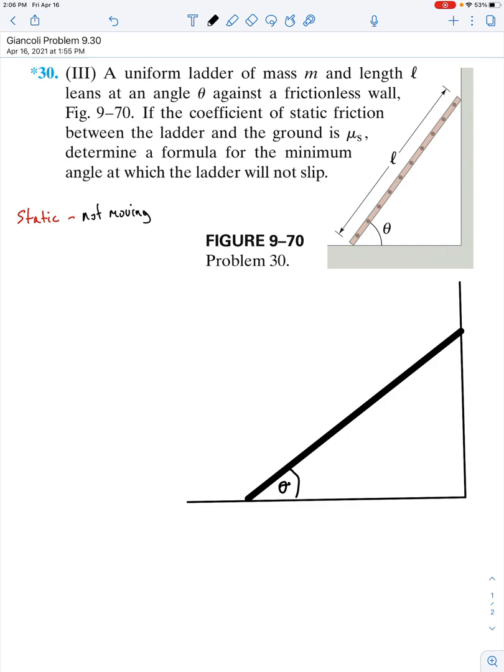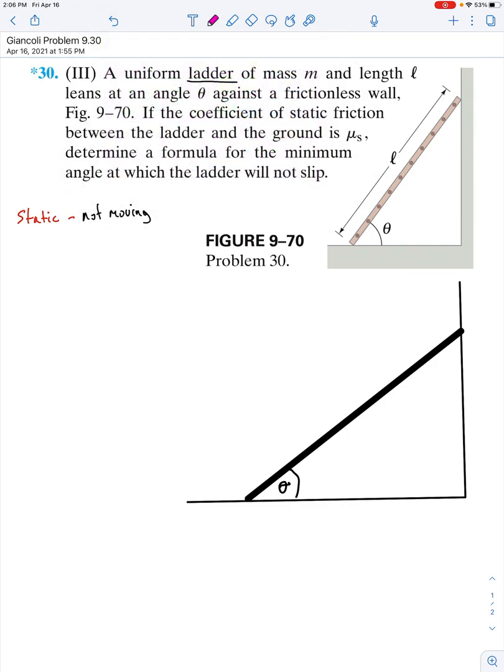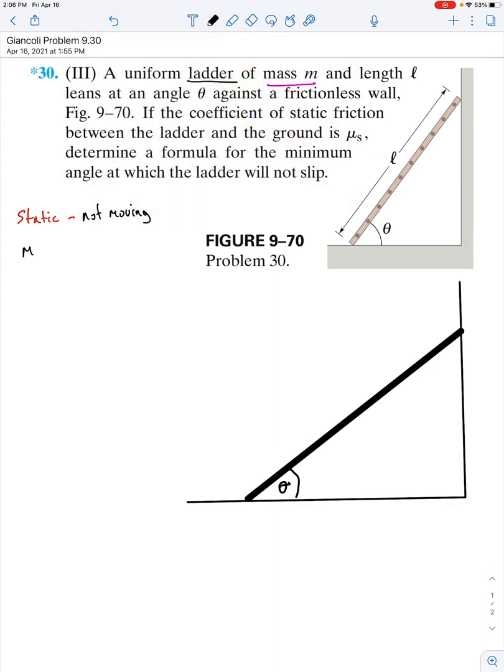So it says a uniform ladder. So it's a ladder, and it's a mass M. So M is M, and I put a check mark because I know M. The length of the ladder is L, so L is L. I know L. And the angle is theta, so I do know theta. Notice they're not giving you any numbers. It's just all variables.